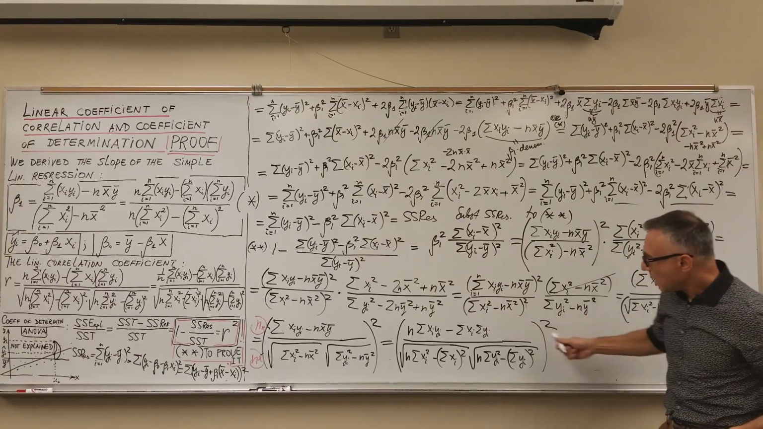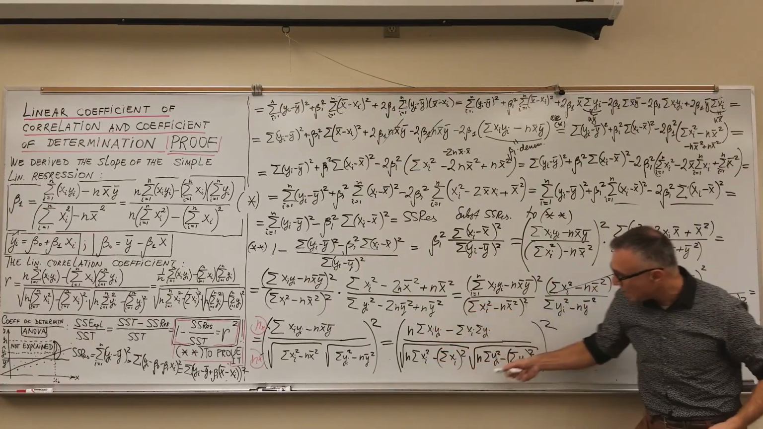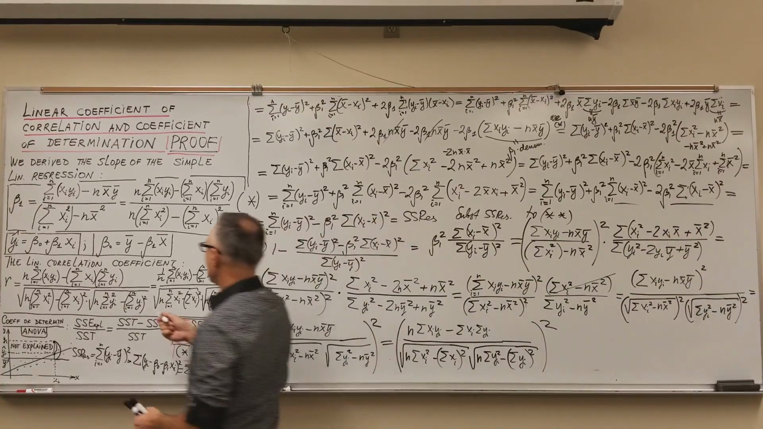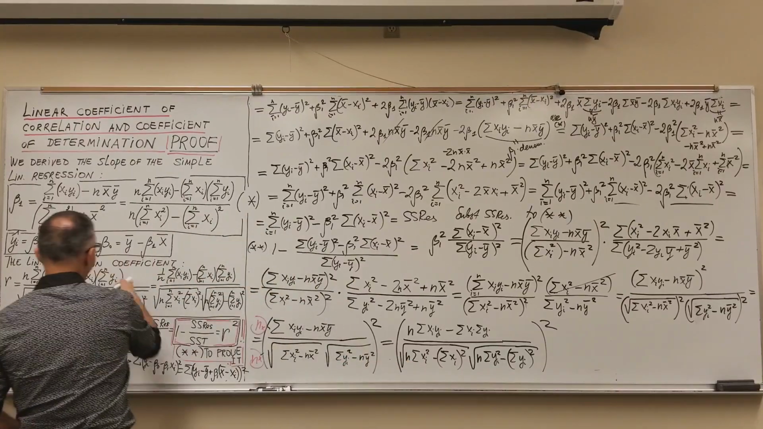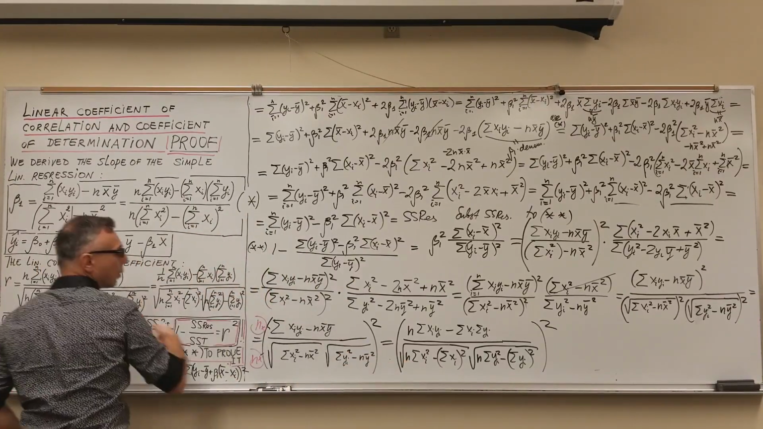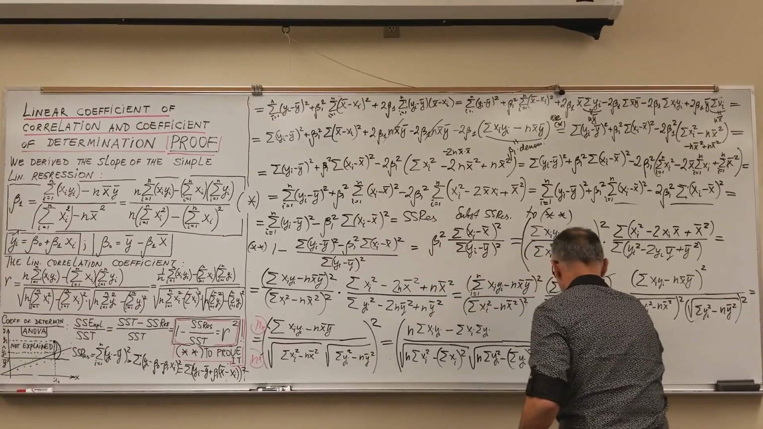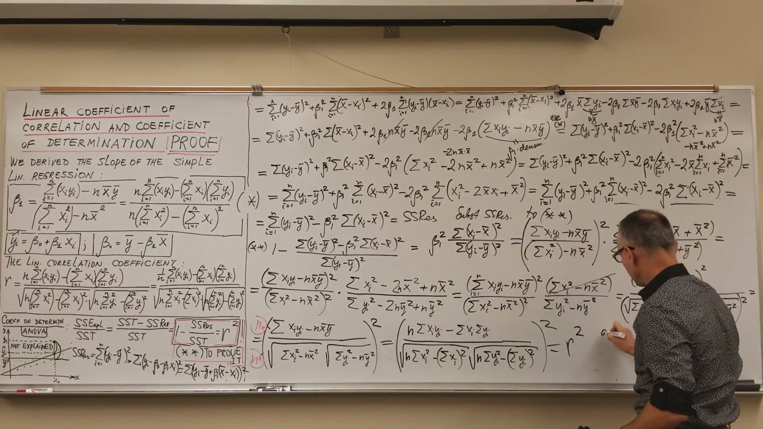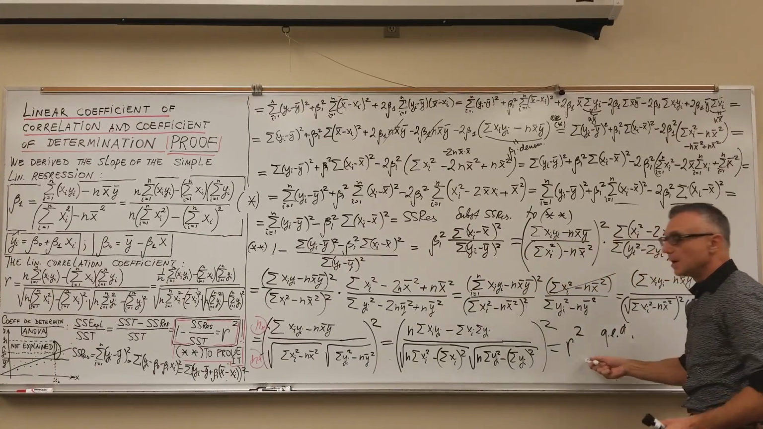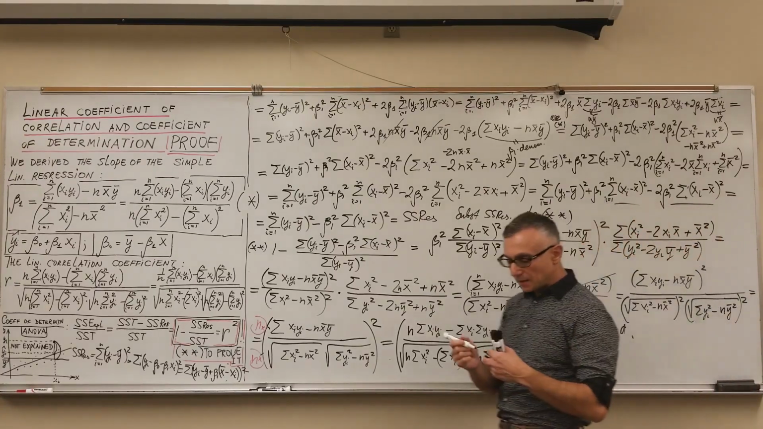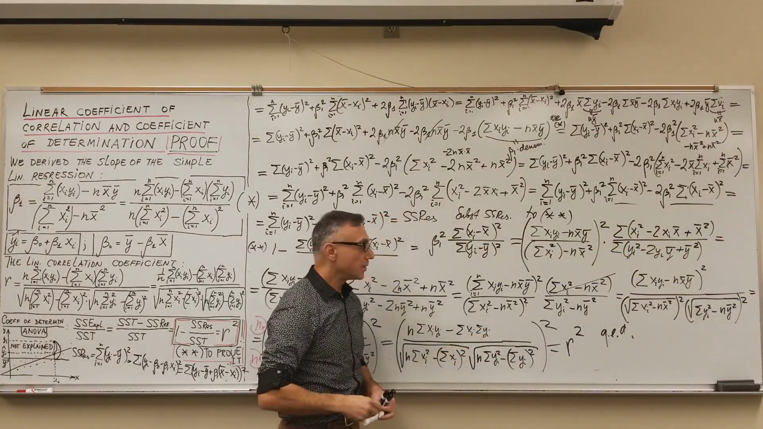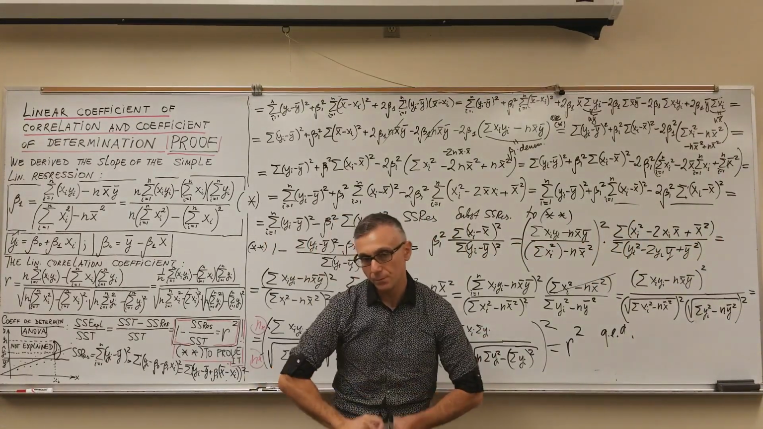Look at what we just got here. We're practically done. What's inside of the square is exactly my formula for r. You can see the correlation coefficient squared, so it's equal to r squared. Beautifully, it works out very nicely. And this is actually the end of the proof.